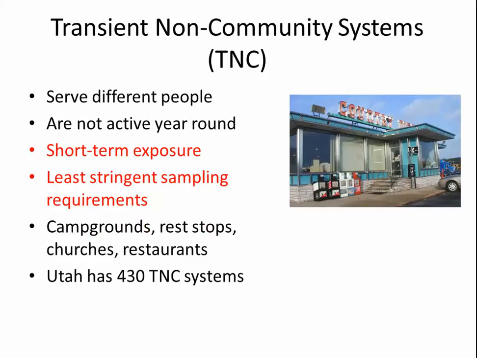So then the third type is a transient non-community system. These systems serve a transient population. The people don't live there, they're just stopping through. So like a rest stop or a restaurant, campgrounds, churches. Typically, they are not active year-round. And because of this short-term exposure, these systems have the least stringent sampling requirements of all of our public water systems.